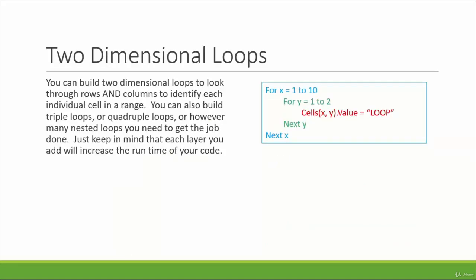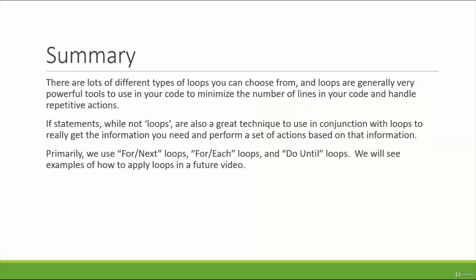You can build two-dimensional loops to look through rows and columns or to identify each individual cell in a range. You can also build triple loops or quadruple loops or however many nested loops you need to get the job done. Just keep in mind that each layer you add will increase the runtime of your code. So it's best practice to try to use as few loops as possible and to do them in a super efficient way.